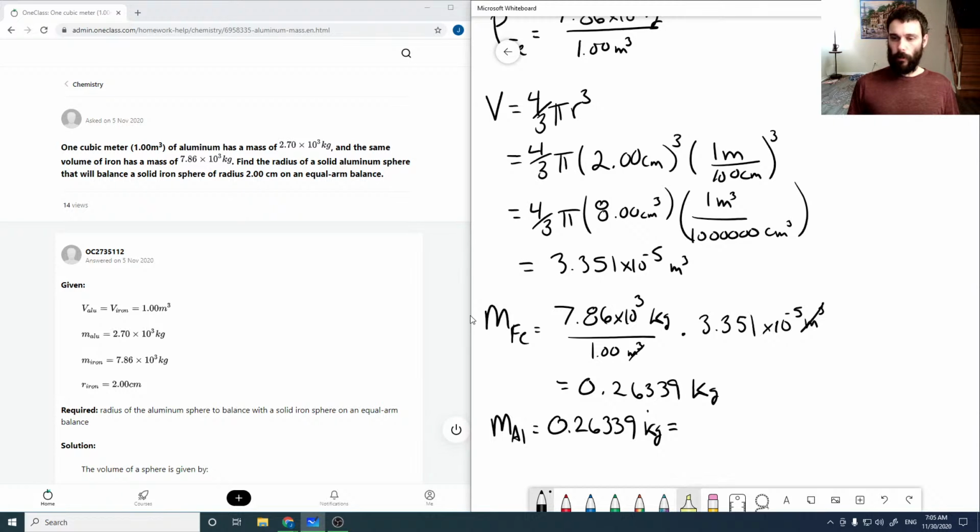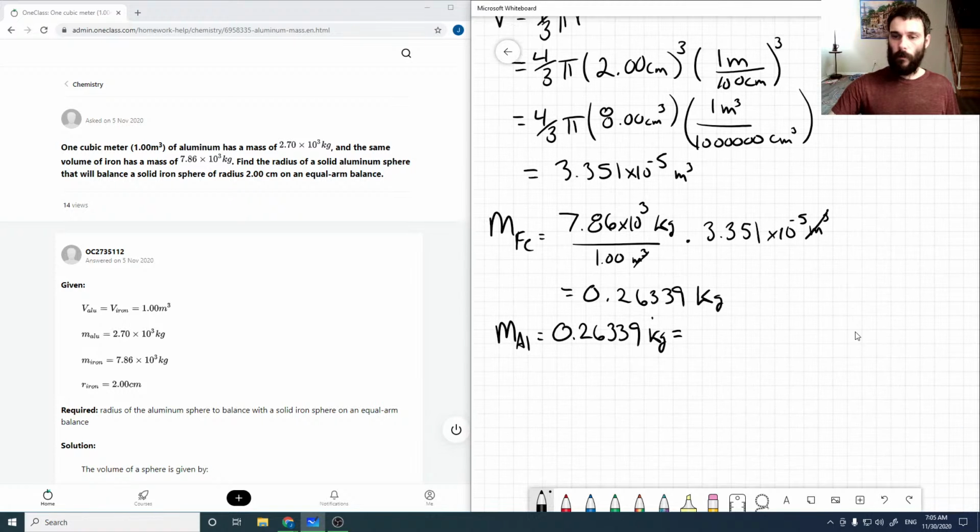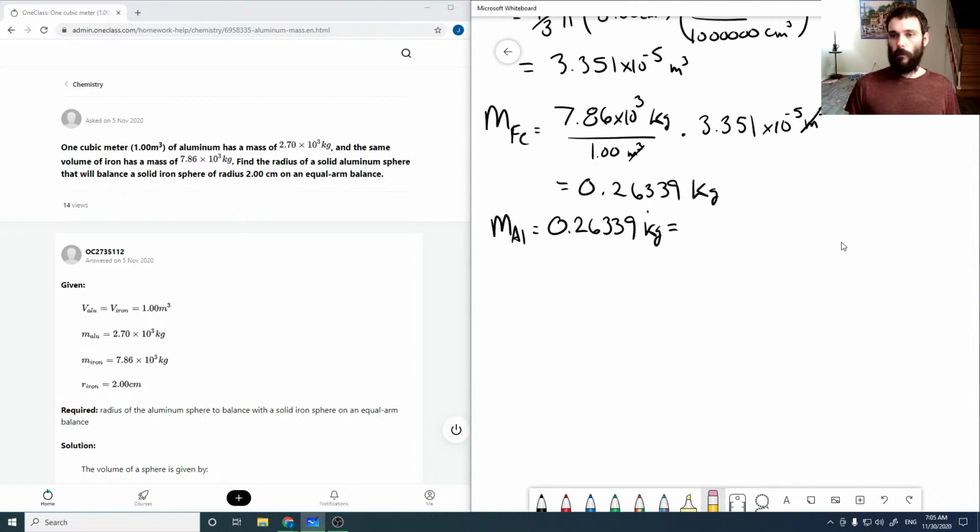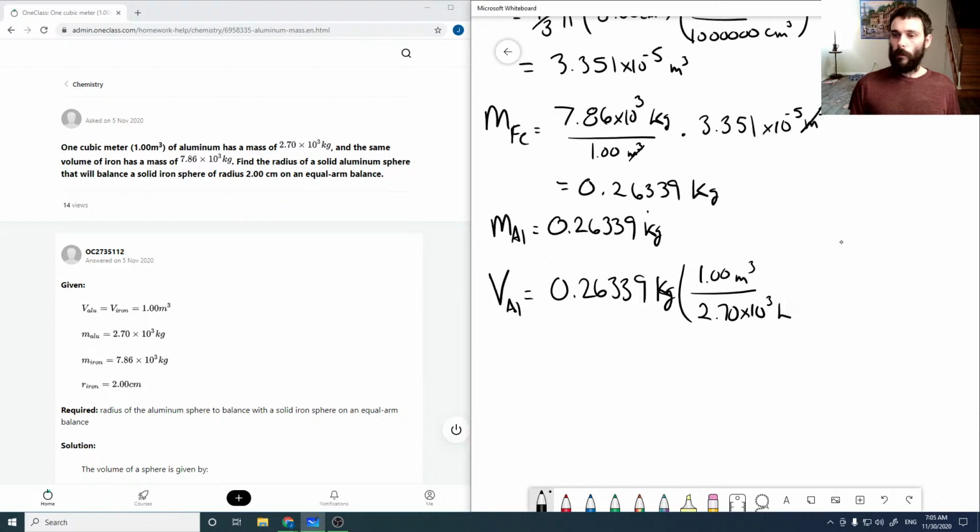And we can get our volume by using our density factor again. So our volume for our aluminum is this mass times 1 over our density factor, 2.70. And you can see that the kilograms cancel, leaving us with a volume unit, 9.7552 times 10 to the minus 5 meters cubed.